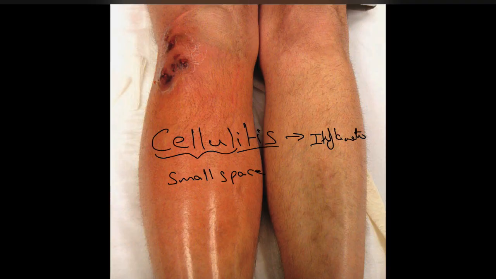Okay, before the era of antibiotics, cellulitis frequently progressed to sepsis, gangrene and death. So the introduction of penicillin dramatically reduced the mortality. So that's how that name came. The small space infection is known as cellulitis.